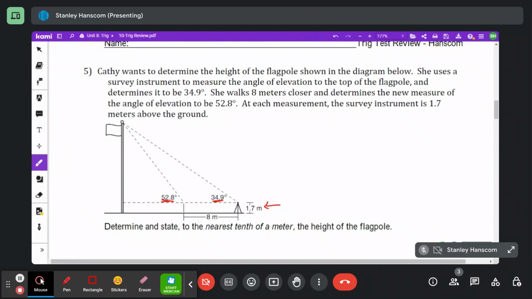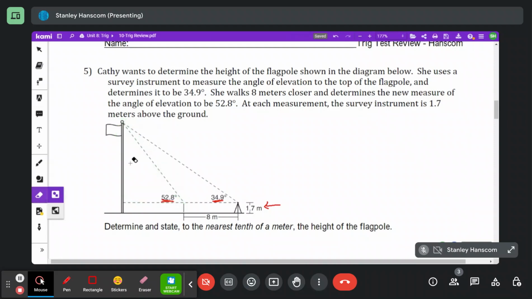Unfortunately, finding that is only within a right triangle that is, oops, sorry, wrong thing. Let me fix that. That is only within a right triangle where we don't have enough information to find that height yet. That right triangle only has 52.8 degrees and none of the side lengths, so we don't have enough information there yet.